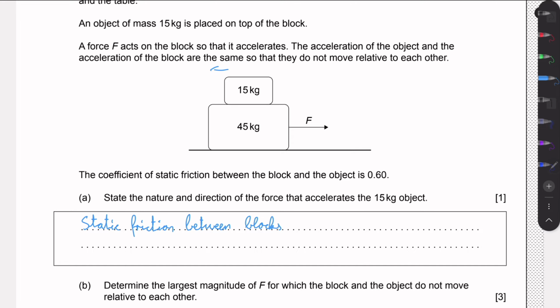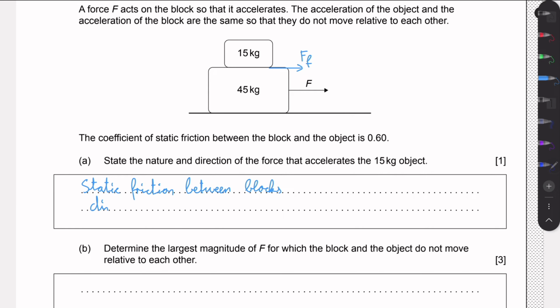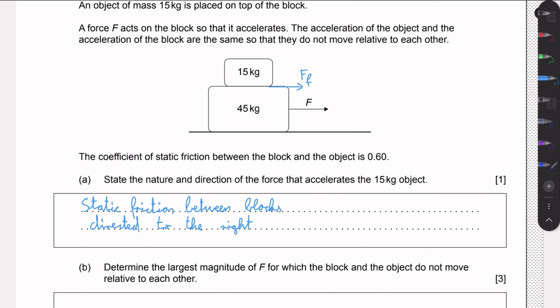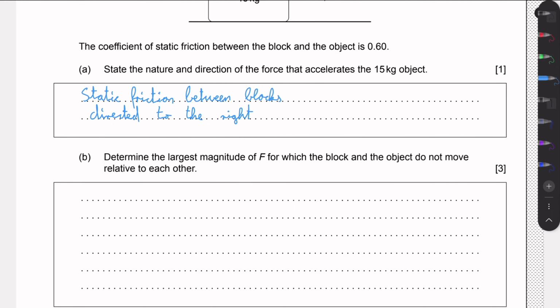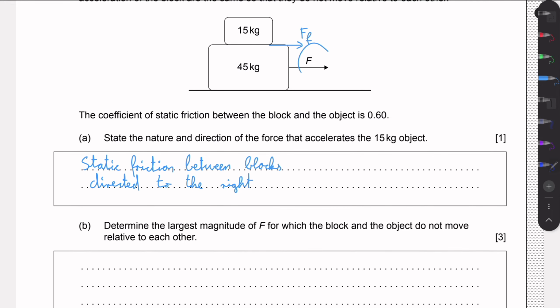So if the block would want to move to the left, then that means we need to have a frictional force in the opposing direction to this. So we will have a frictional force to the right, like this. So we can also say directed to the right. This is what is going to keep the block on top of this big block. Otherwise they would slip. Then in part B, we need to determine the largest magnitude of this pulling force, such that these two objects do not move relative to each other.